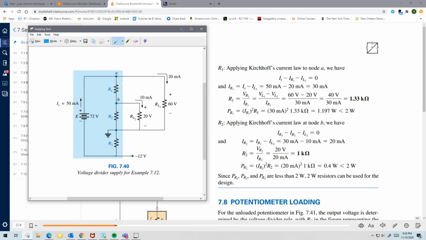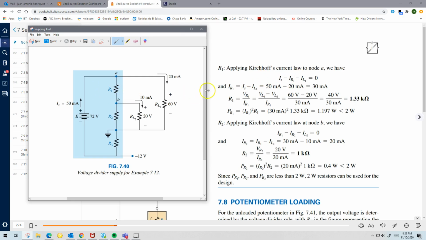I have 20 milliamps coming out of node A also. And if I do my KCL, I don't know what this current is. I know what the current coming out of B is, so I can find R1, the current through R1, because I know the one coming in here and the one coming out of here.